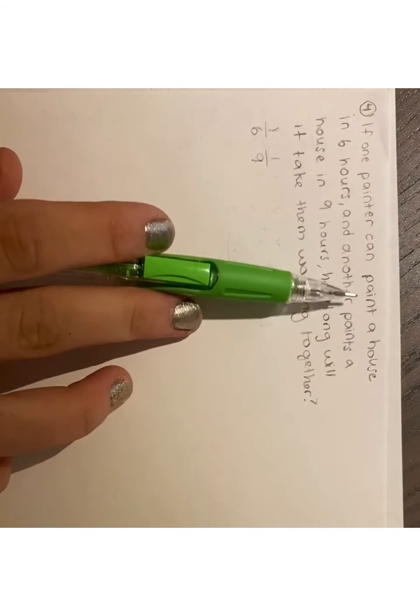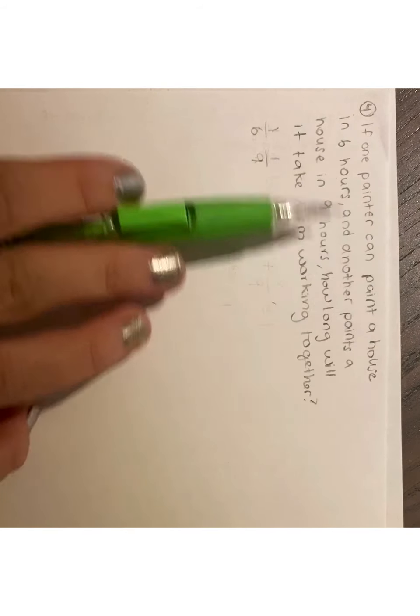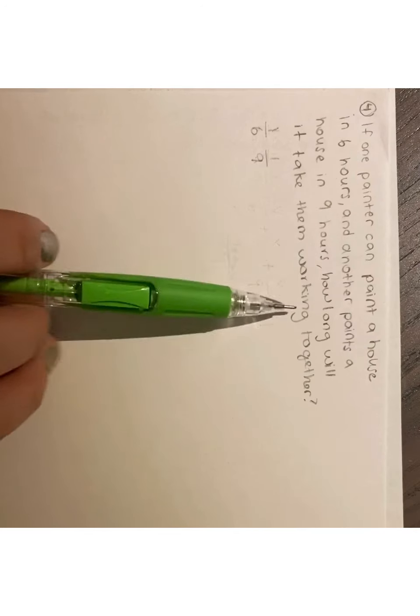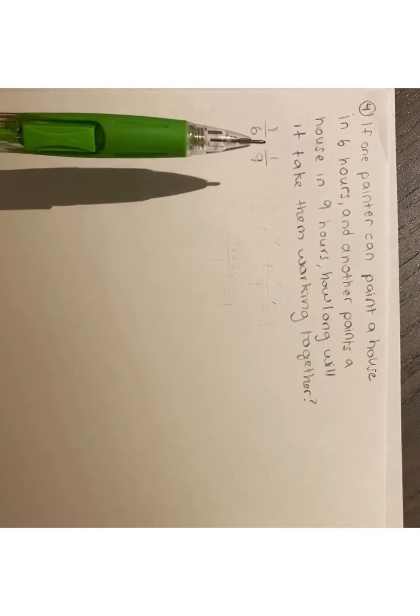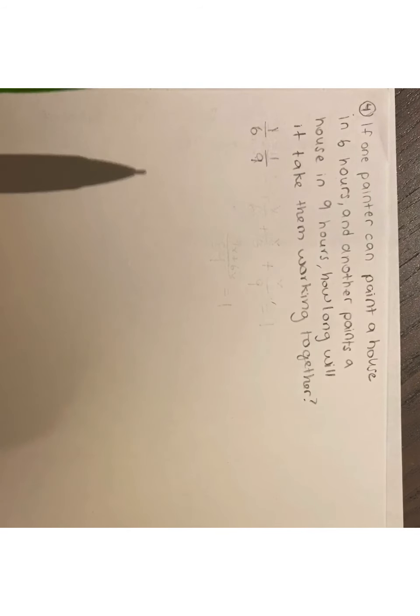If one painter can paint a house in 6 hours and another paints one in 9 hours, how long will it take them working together? So the key to solving these job problems is to realize that the job is one whole job divided into multiple components that the people are doing at different rates.